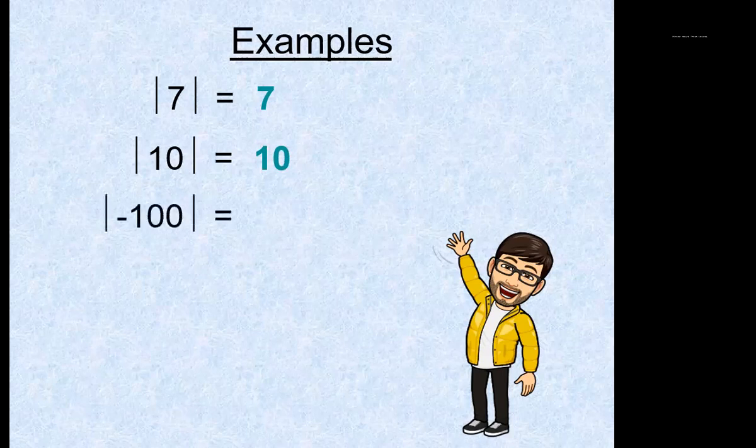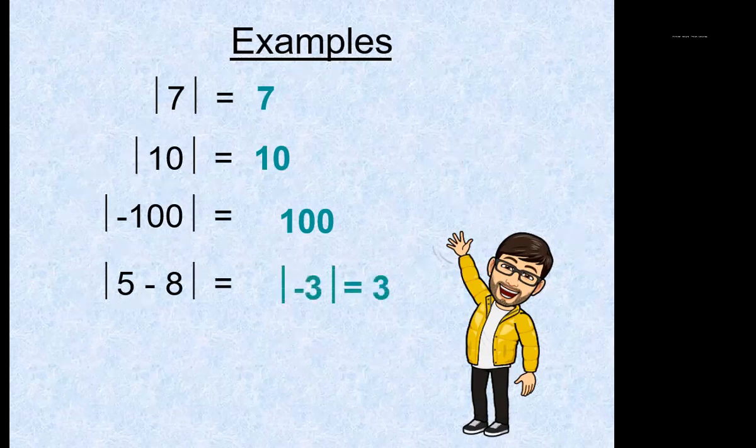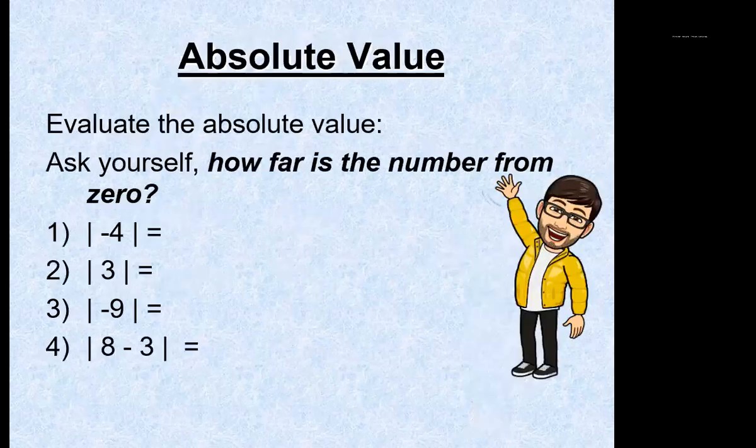Let's have negative 100. 100. Very good. Let's have 5 minus 8. So by this time, perform first the operation inside and then get the absolute value. So again, negative 3, di ba? 5 minus 8. 8 is the bigger number. So the absolute value of negative 3 is 3. Di ba? Madali. Let's have this more example.